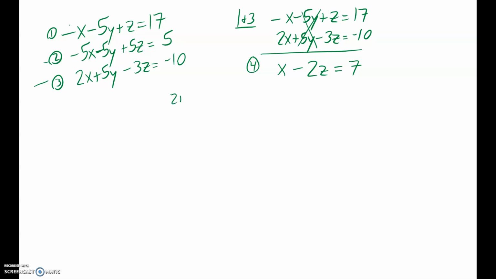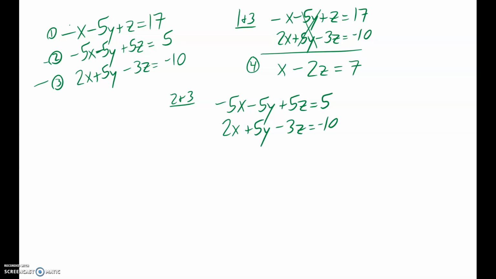Okay? So if I do 2 and 3 together, I get this. Negative 5x minus 5y plus 5z equals 5. And then 2x plus 5y minus 3z equals negative 10. Once again, I don't have to multiply by anything, but whatever I do, I want to eliminate the same variable that I did before. So I want to eliminate the y's, and you'll notice these are nicely going to cancel out. I get negative 3x plus 2z equals negative 5. Oh, this is going to work out beautifully. This is equation 5. Again, notice, both of my equations here, 4 and 5, both have the same letters remaining. That's what I want to happen.